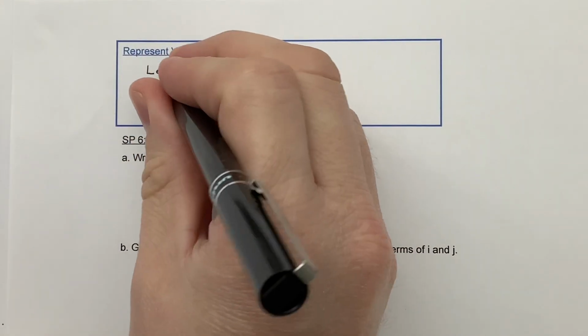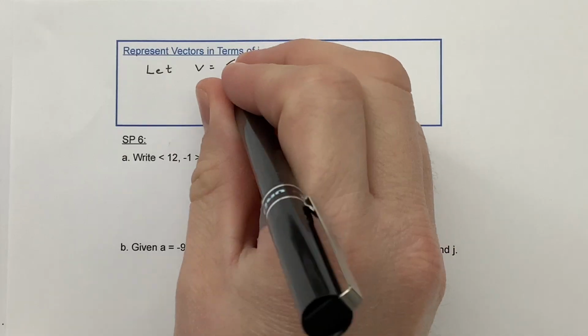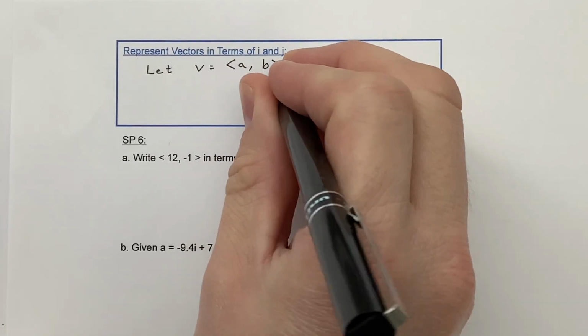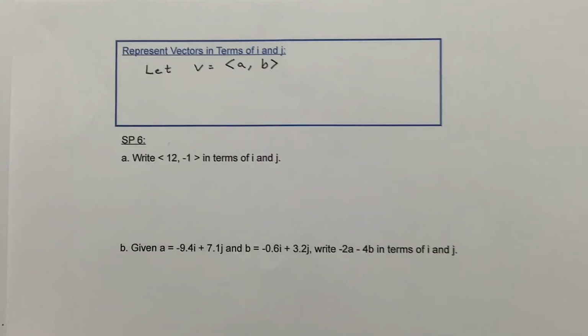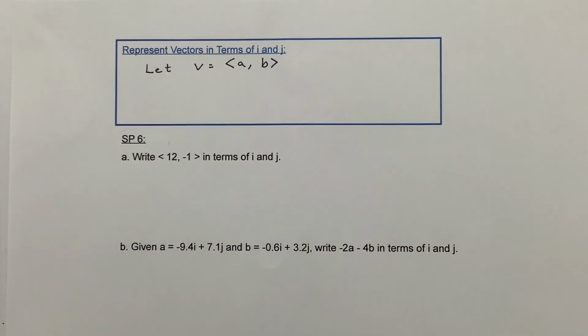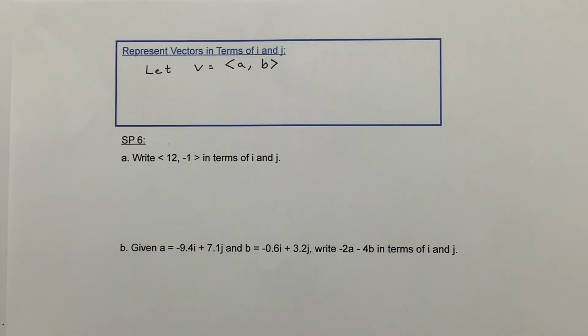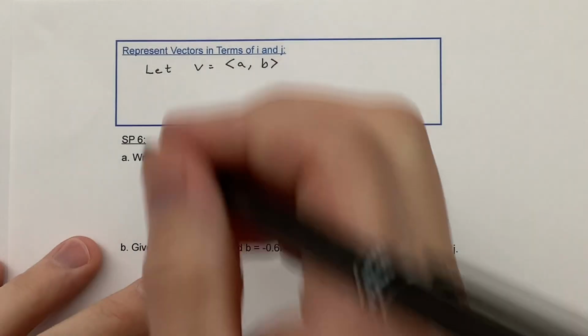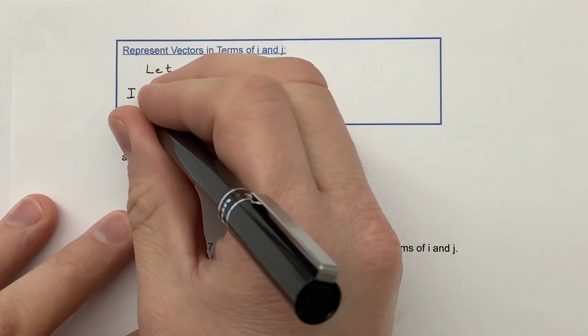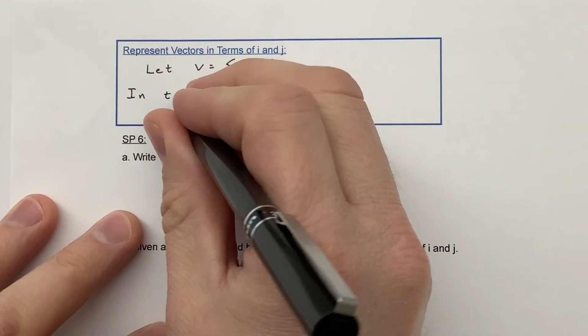So let's let some vector v be the component form of a comma b. Okay, this is the first notation that we learned yesterday. The most common again. And now we're going to write this in terms of i and j.